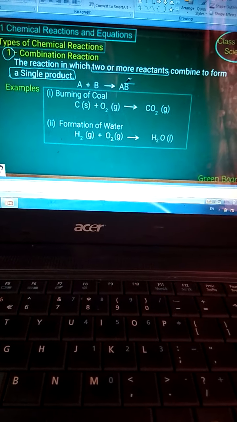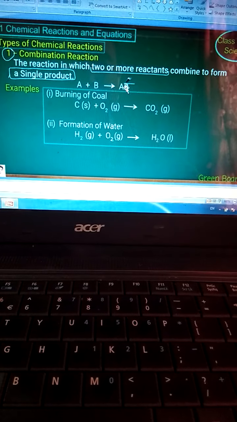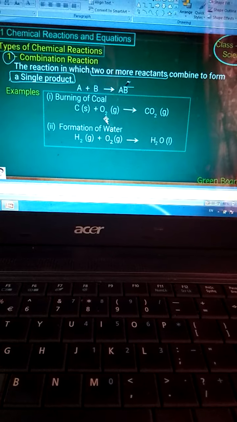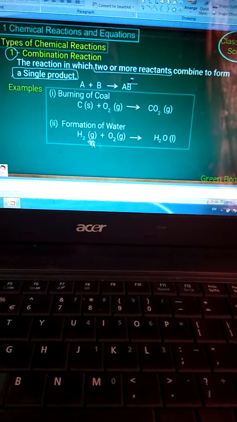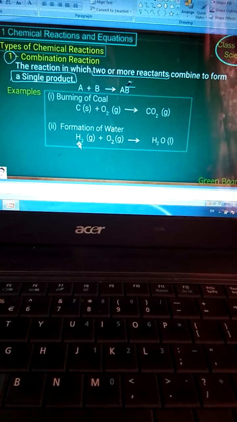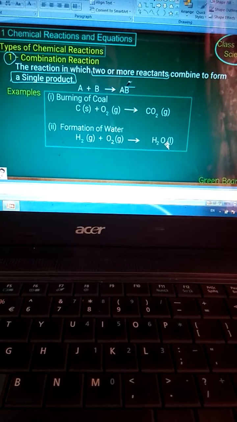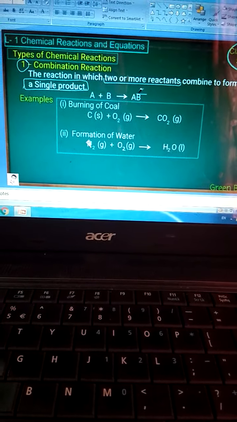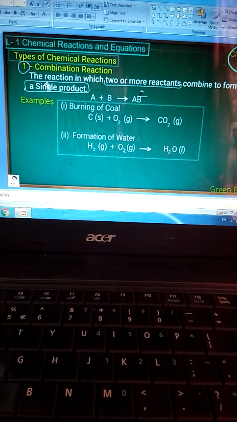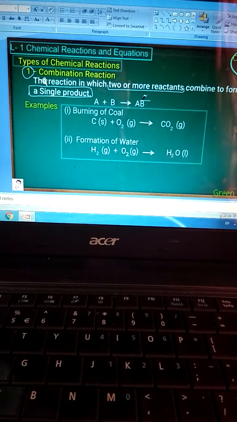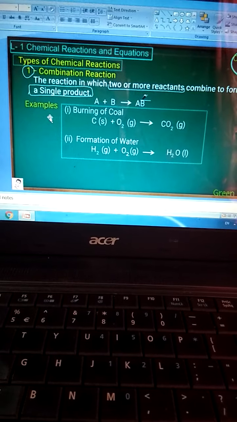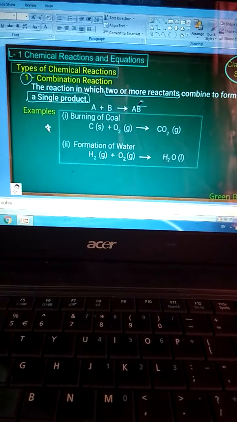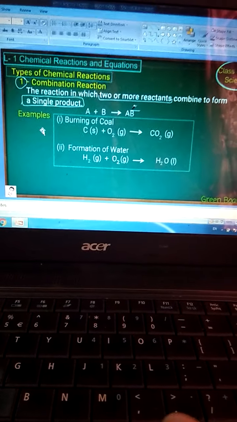Example here, it is given A plus B gives AB. That is burning of carbon in the presence of oxygen gives carbon dioxide. That is formation of water, H2 plus O2 giving H2O, that is water. So these are examples of combination reaction. It's very easy. Combination reaction means whenever two or more reactants combine to form a product.